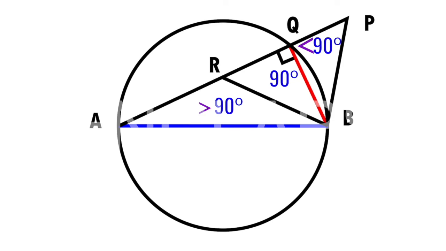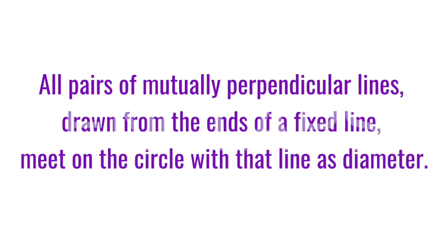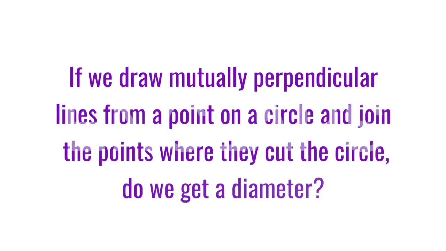This can be explained in another way as well. All pairs of mutually perpendicular lines drawn from the ends of a fixed line meet on the circle with that line as diameter. Now let us think in reverse. If we draw mutually perpendicular lines from a point on the circle and join the points where they cut the circle, do we get a diameter?